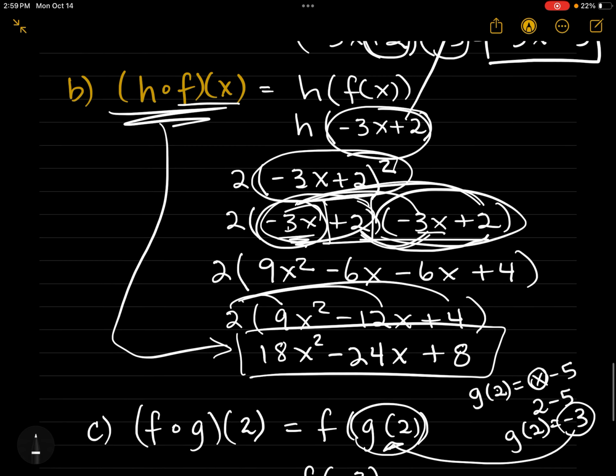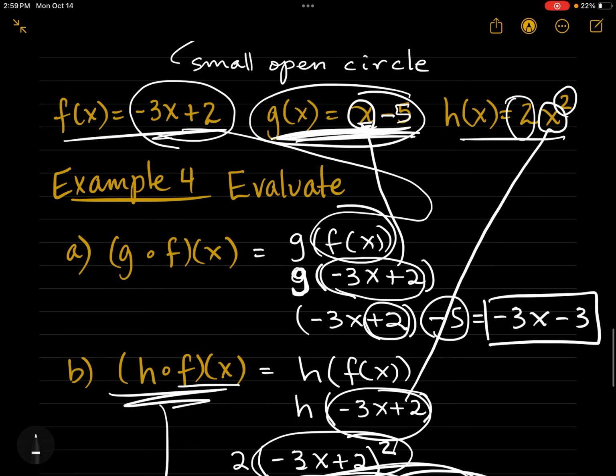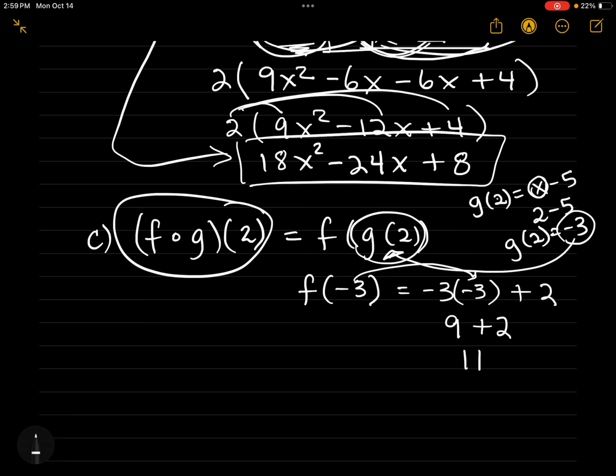And now I can see what the f function was. F says negative 3x plus 2. But instead of x, I'm going to put the negative 3 in here. So I get 9 plus 2 is 11. So all of this just equals 11.